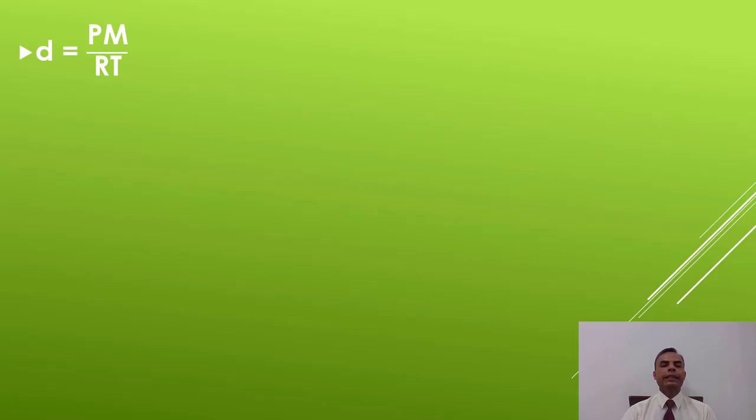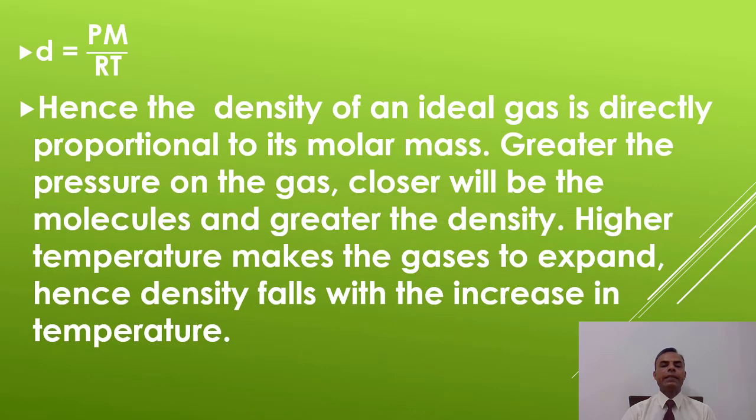Hence, the density of an ideal gas is directly proportional to its molar mass. The greater the pressure on the gas, the closer the molecules will be and the greater the density. Higher temperature makes the gases expand, hence density falls with the increase in temperature.